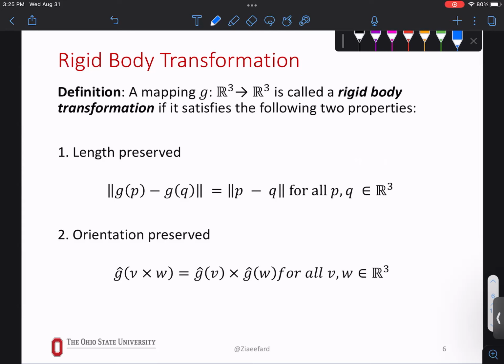So the properties of your object would not change with respect to different frames. That's basically what those two are saying. So that's the preservation of length: the norm of the two points that you choose on the object will have the same values. And here, the cross product of the vectors, if you cross product and then map them, will be the same as if you map them separately and then get a cross product. So this is the mathematical description, and the simple description is what I just talked about.